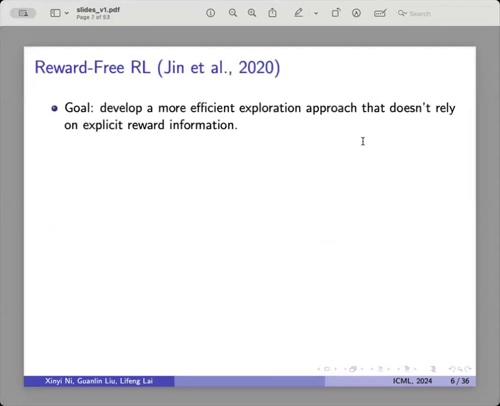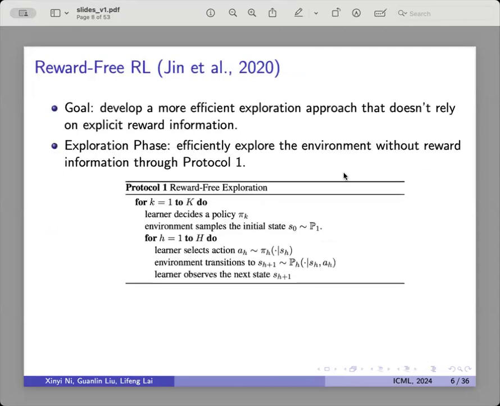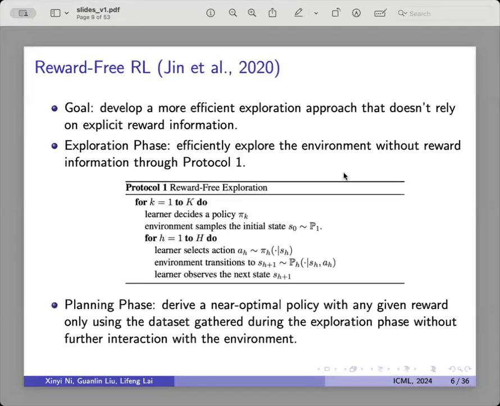To solve these limitations, a framework called reward-free RL has been proposed. The goal of reward-free RL is to develop a more efficient exploration approach that does not rely on an explicit reward function. This framework includes 2 phases. The first is called the exploration phase, in which the agent efficiently explores the environment without reward information through protocol 1. The second phase is called planning, where the agent derives a near optimal policy for any given reward function, only using the dataset gathered during the exploration phase and without further interaction with the environment.